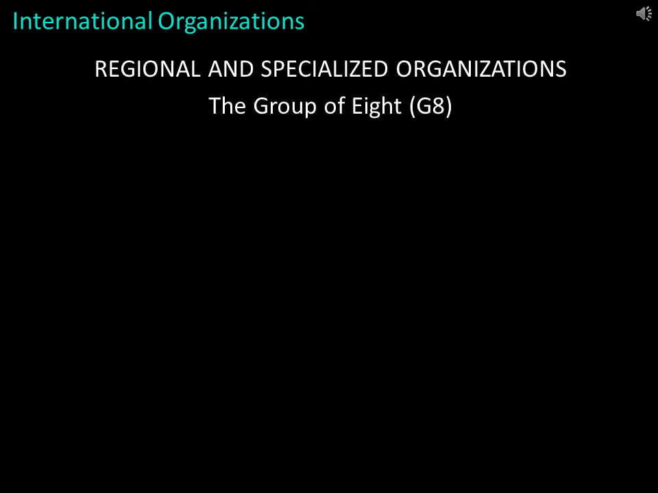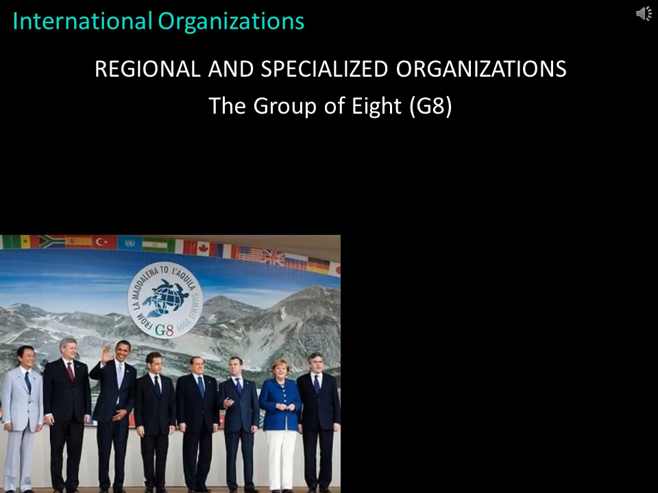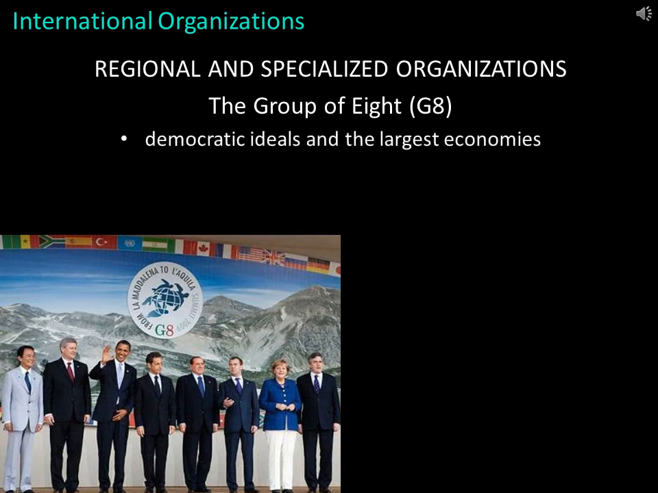The Group of 8, or G8. The G8 is made up of 8 countries with democratic ideals and economies that are among the largest of the world. The 6 founding members as of 1975 were Britain, France, Germany, Italy, Japan, and the United States, with Canada, which joined in 1976, and Russia, which joined in 1998.